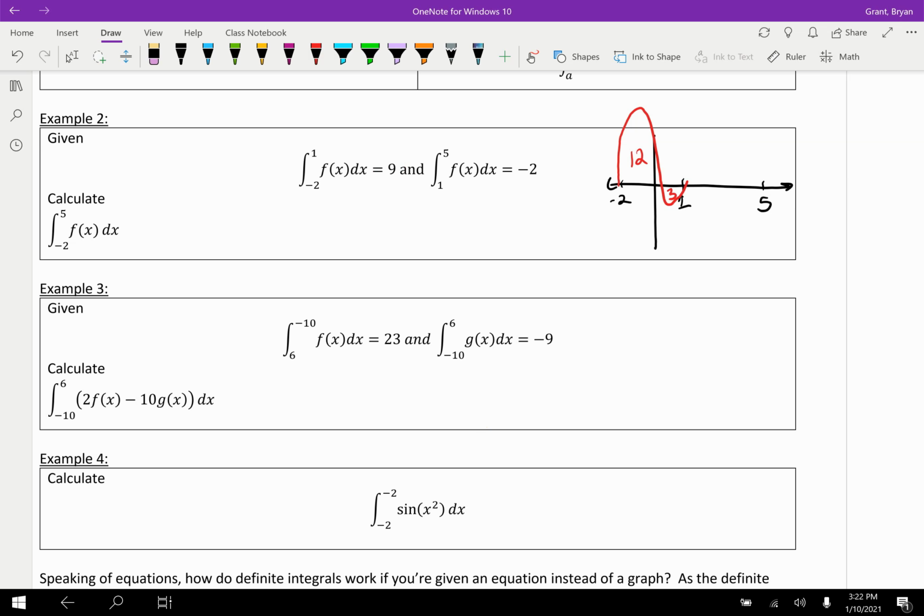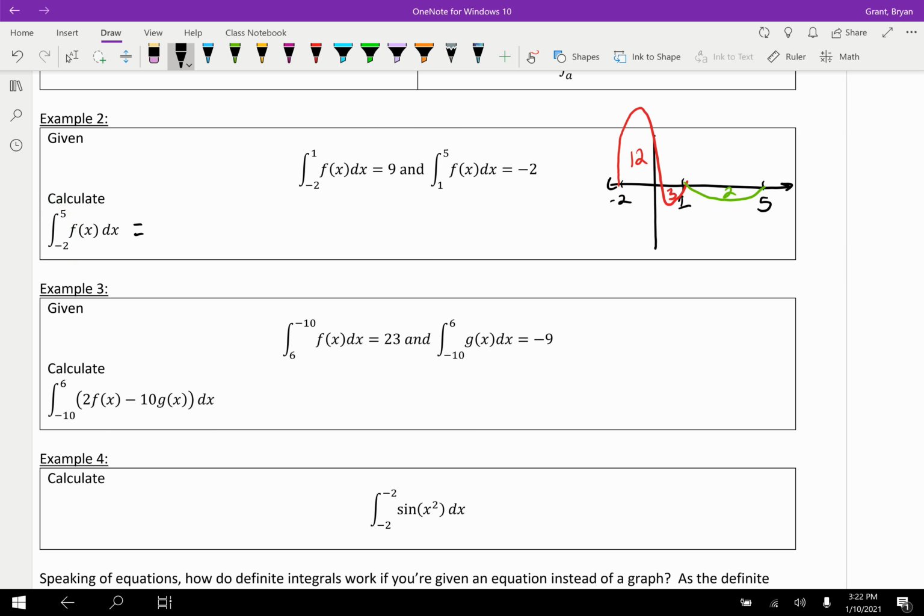Cool. And then we also know from 1 to 5, the area is -2. So I'm just going to be lazy here and just put a 2. Great. This graph would meet the requirements of what is given right here. It's not unique. There's an infinite number of possibilities, but I just wanted to show you what's happening. And then their question is, cool, now that you know those areas, how do you find the big area from -2 to 5?